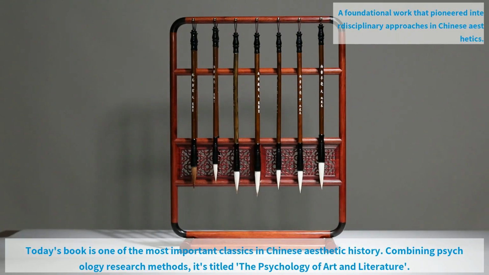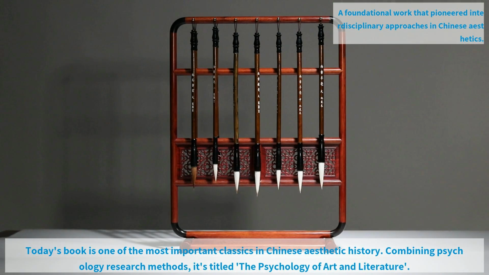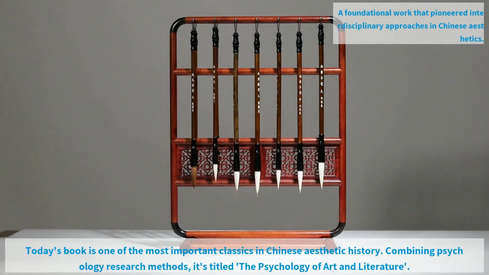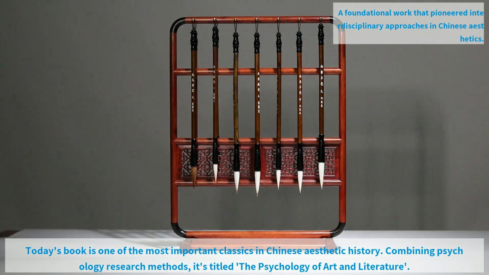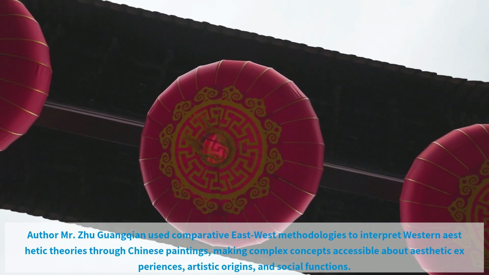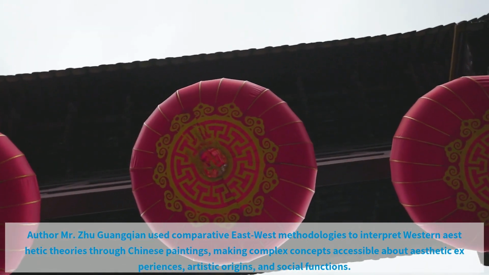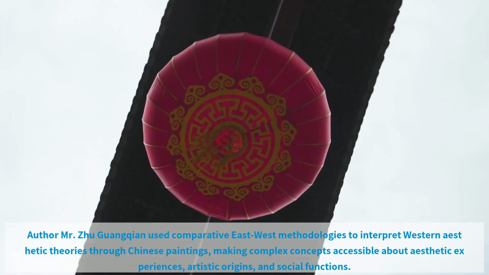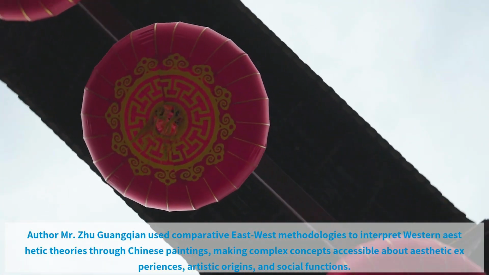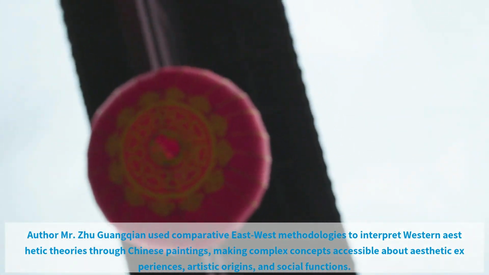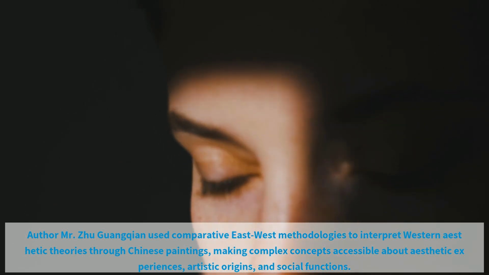Today's book is one of the most important classics in Chinese aesthetic history, combining psychology research methods. It's titled The Psychology of Art and Literature. Author Mr. Zhu Guangqian used comparative East-West methodologies to interpret Western aesthetic theories through Chinese paintings, making complex concepts accessible about aesthetic experiences, artistic origins, and social functions.